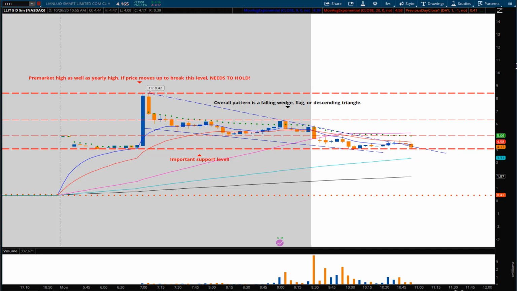I mapped out pre-market highs and pre-market lows. Now that 842 level pre-market high is more than basically double the yearly high. So if that price at open broaches that level, that's a brand new yearly high. So it's a very important resistance level. And then you can see those support levels right around $4. So you'll see it kind of has that sideways channel. And then I do, again, angular and horizontal support and resistance levels.